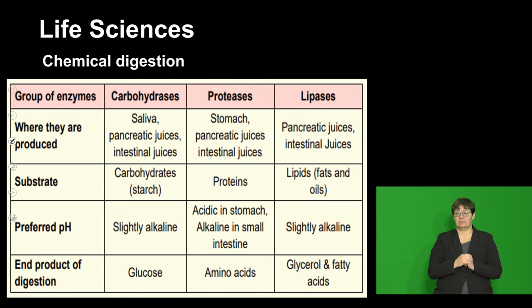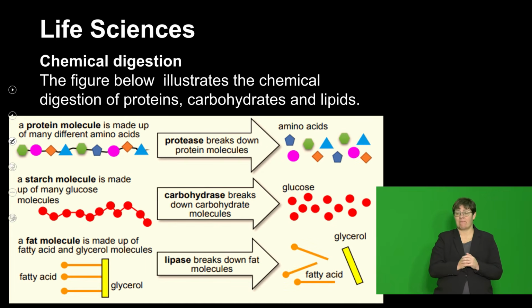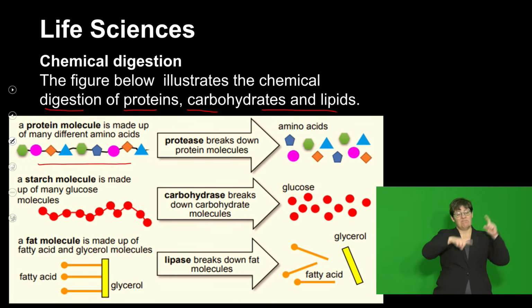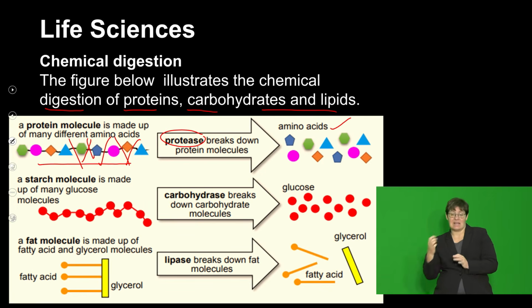So this is essentially what we've just looked at as a larger image. Let's look at the chemical digestion of proteins, carbohydrates, and lipids as an overview. As I mentioned, protein molecules are complex molecules made up of different types of amino acids. During the protein digesting process, the proteases break down the peptide bonds in a series of steps, releasing the simplest monomers called amino acids.